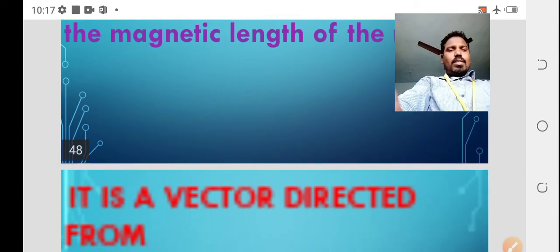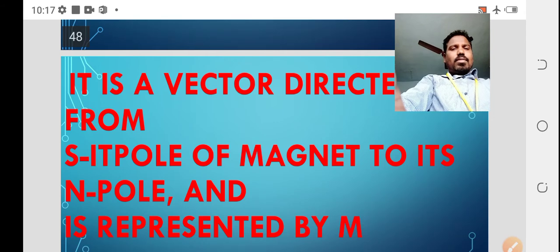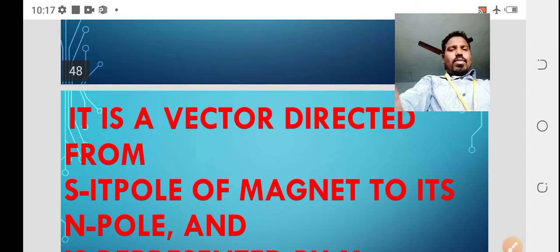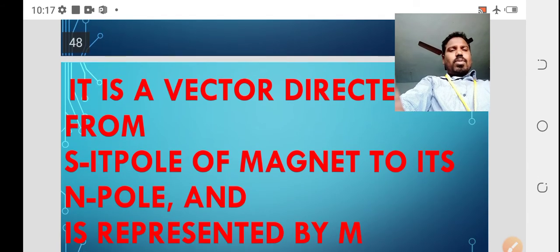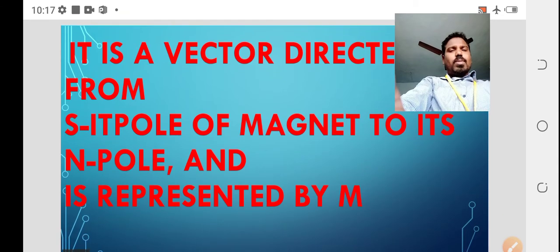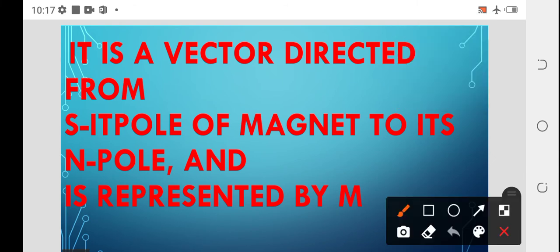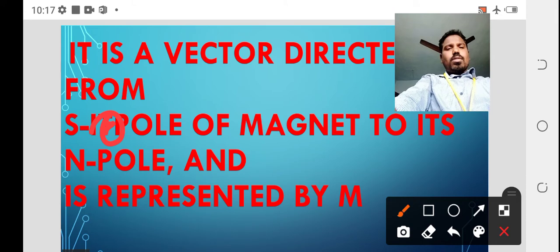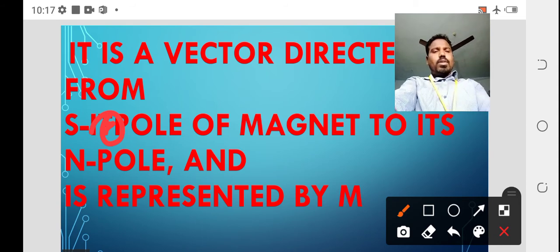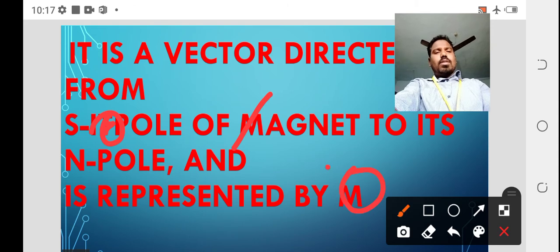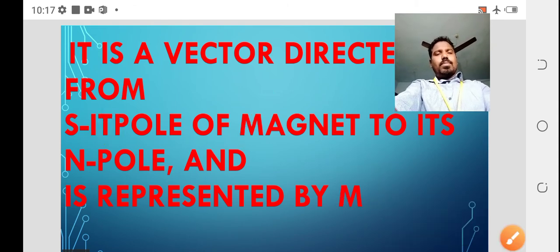Magnetic length of a magnet. It is a vector quantity which is directed from the South Pole of the magnet to its North Pole. It is represented by the symbol M.